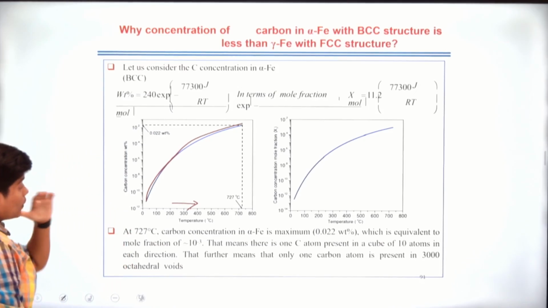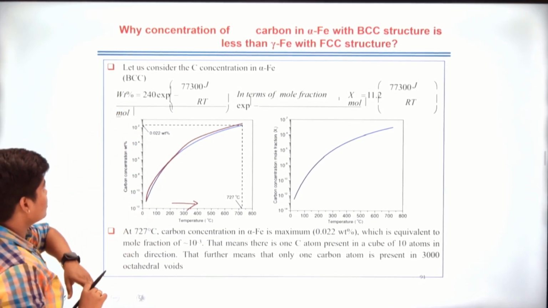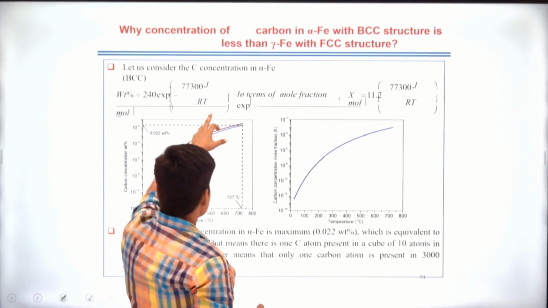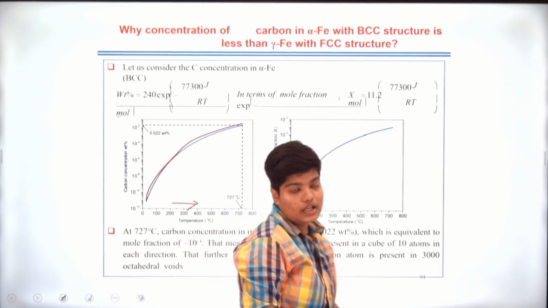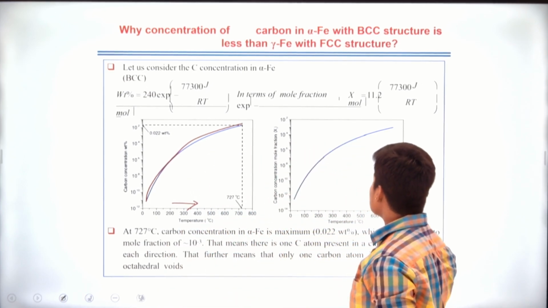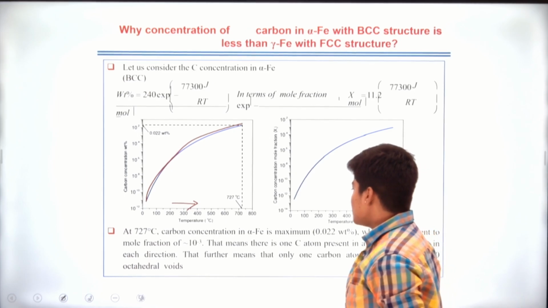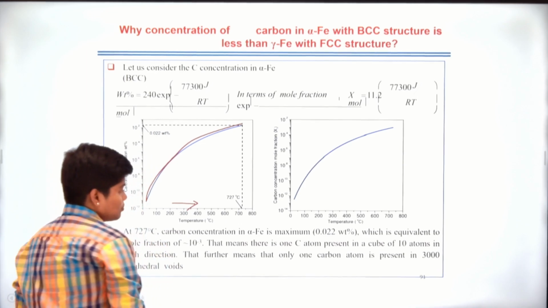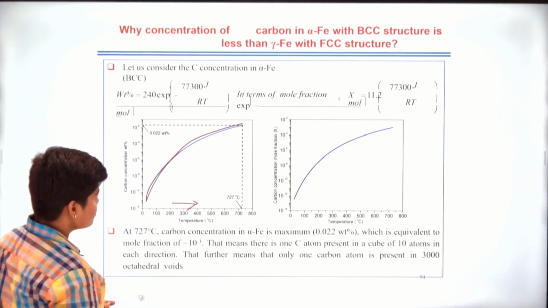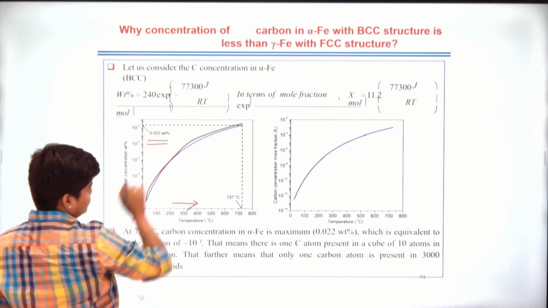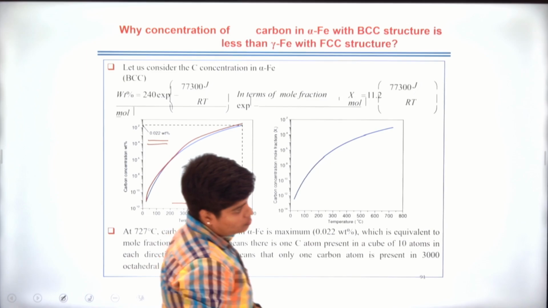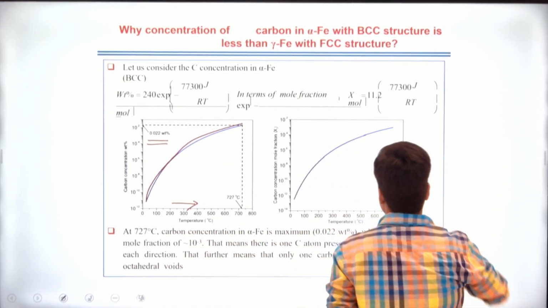So we have the formula: weight percentage of carbon is 240 exponential of minus 77,300 joule per mole RT. Okay. So in terms of mole fraction, here at 727 degrees Celsius, the carbon concentration in alpha Fe is maximum, that is 0.022 percentage. So by increasing temperature, carbon solubility and mole fraction of carbon will be more.